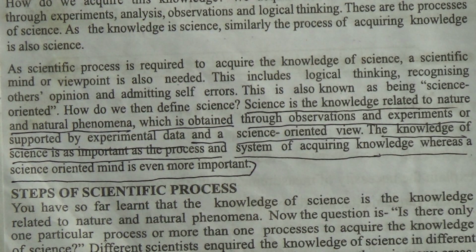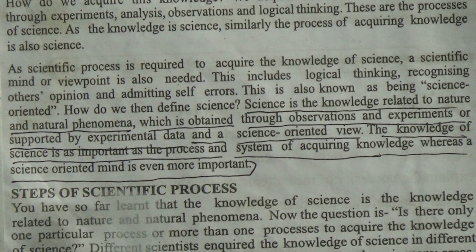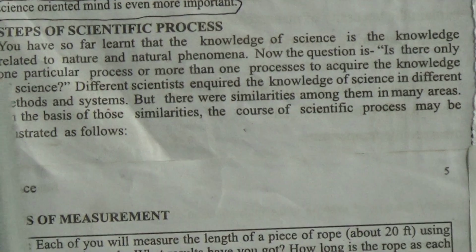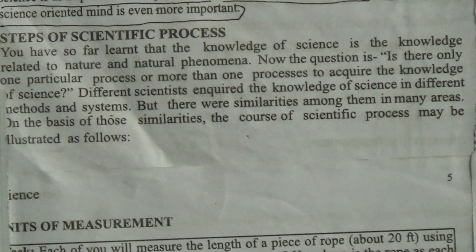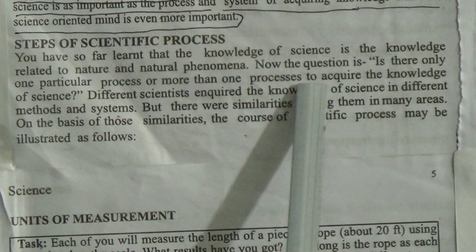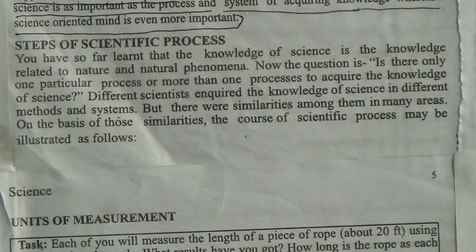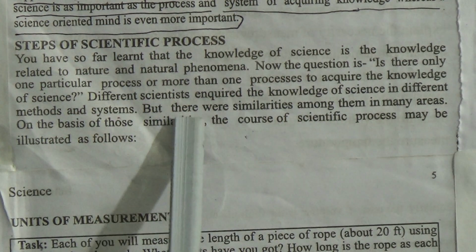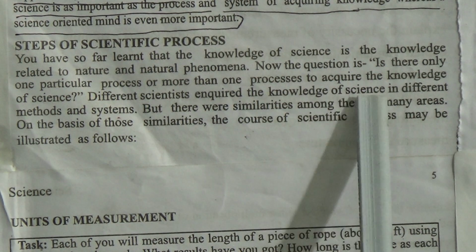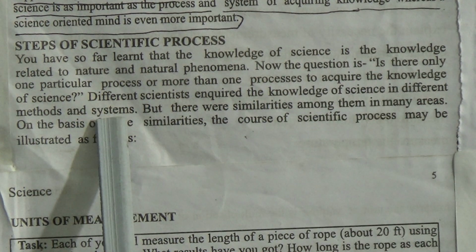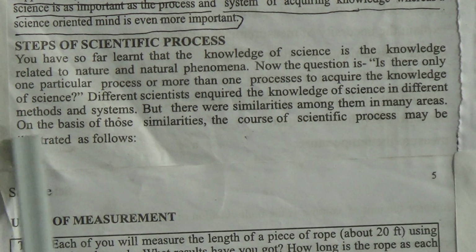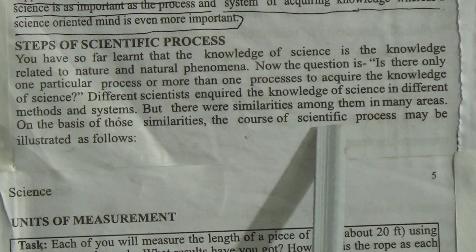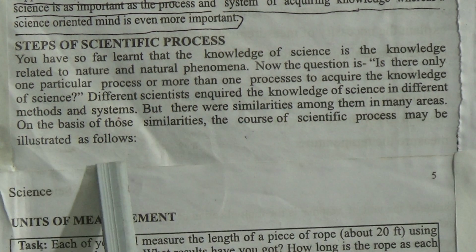Now, steps of the scientific process. You have so far learned that the knowledge of science is the knowledge related to nature and natural phenomena. Now, the question is, is there only one particular process or more than one process to acquire the knowledge of science? Different scientists acquire the knowledge of science through different methods and systems. But there were similarities among them in many areas. On the basis of these similarities, the course of the scientific process may be illustrated as follows.